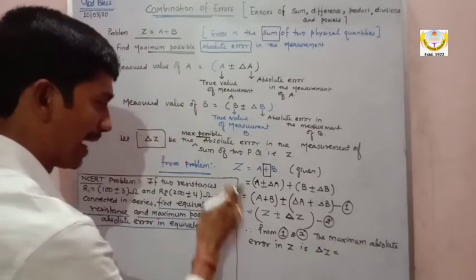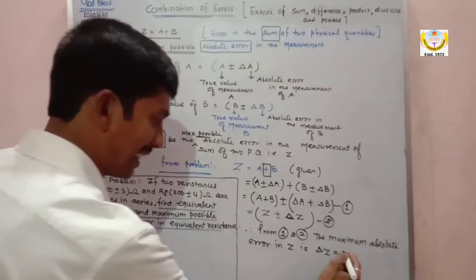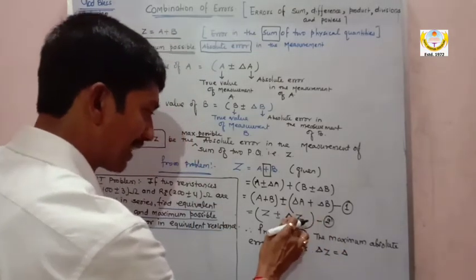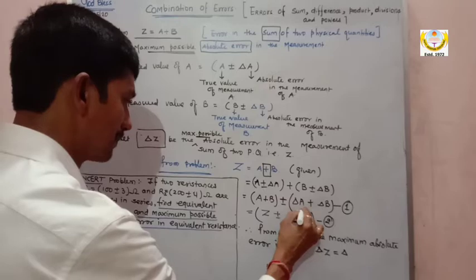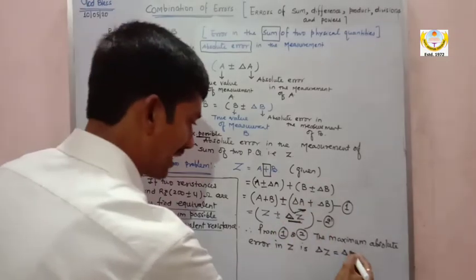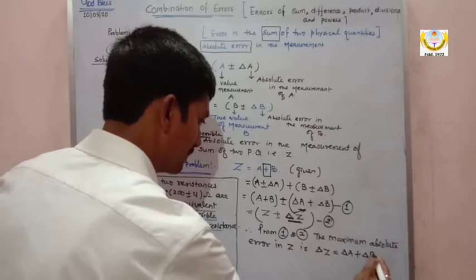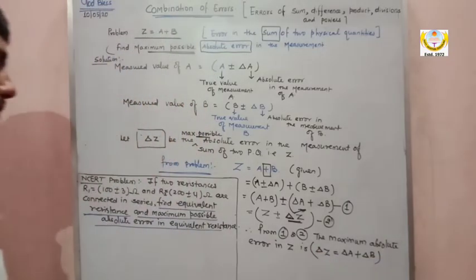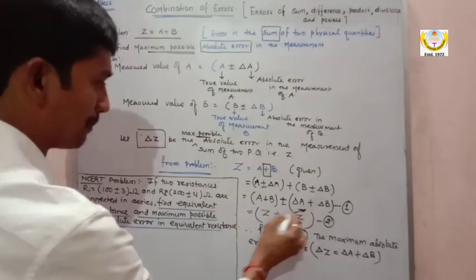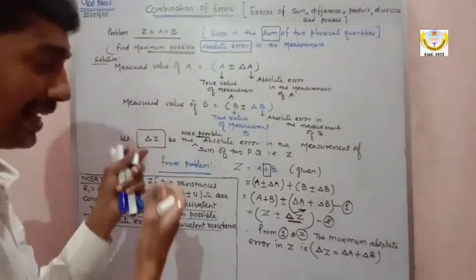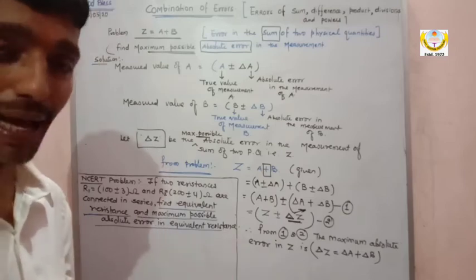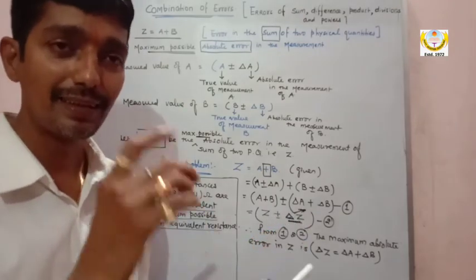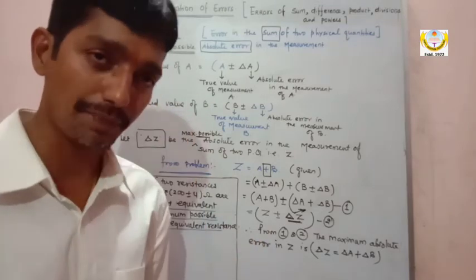The maximum absolute error in Z is delta Z, and how much am I getting for delta Z? I am getting delta Z as delta A plus delta B. So I hope you all are clear that the maximum possible error is obtained since it is an addition of the two physical quantities. So the error will also add up, and the maximum possible error in this is delta A plus delta B. Am I clear?